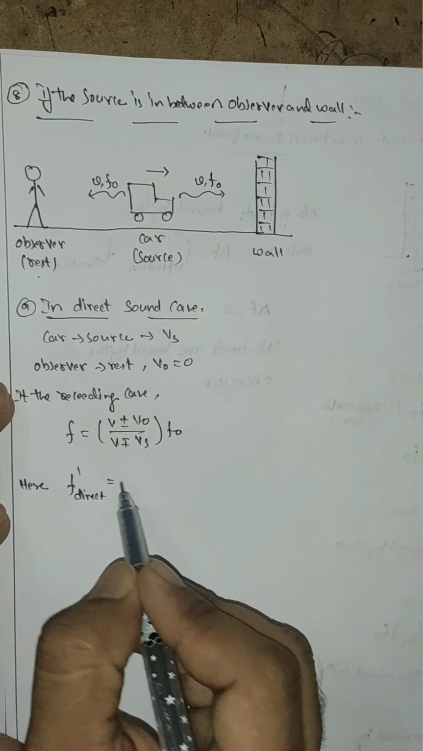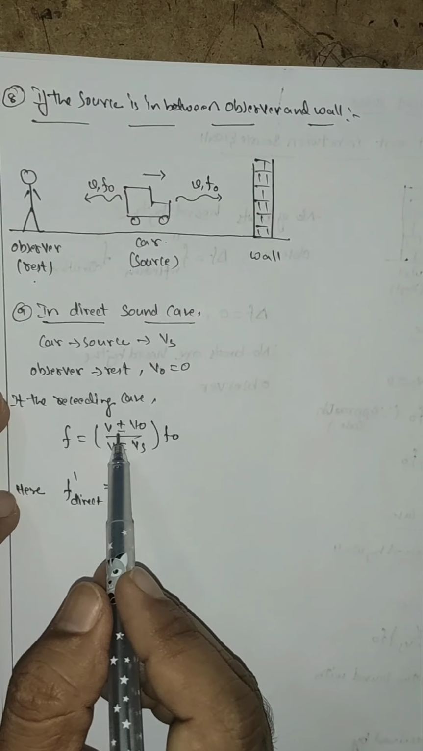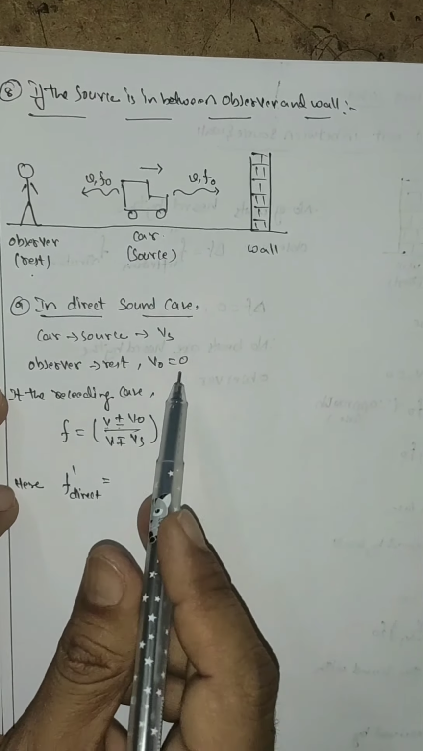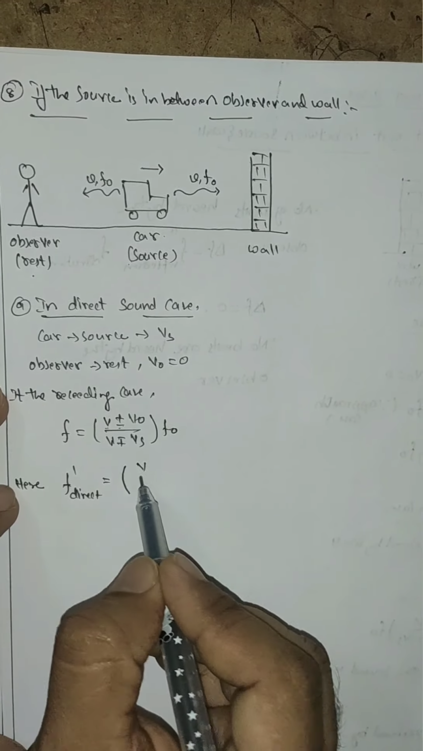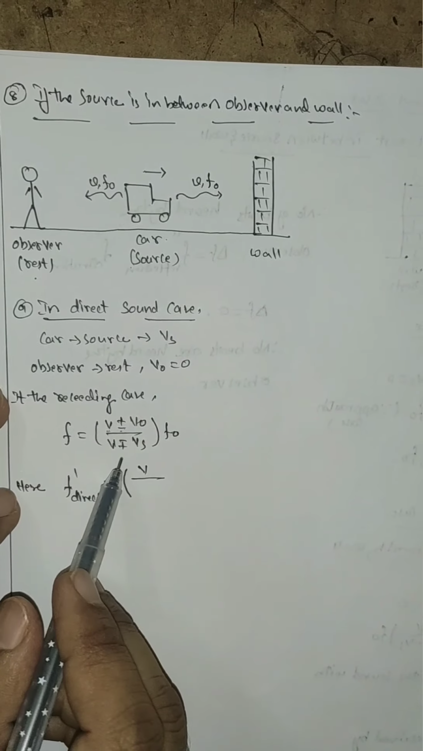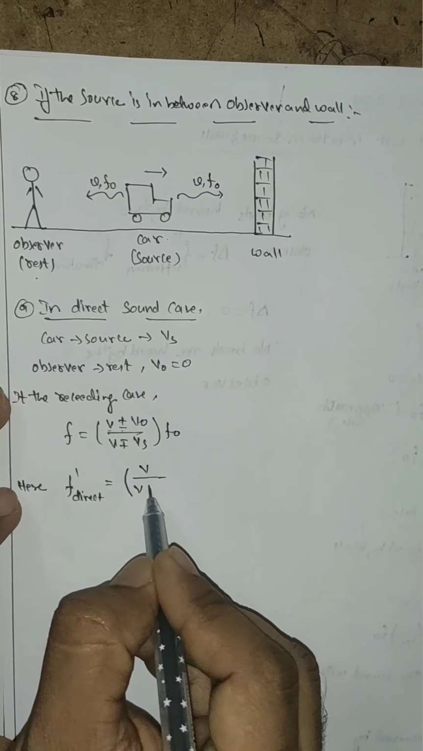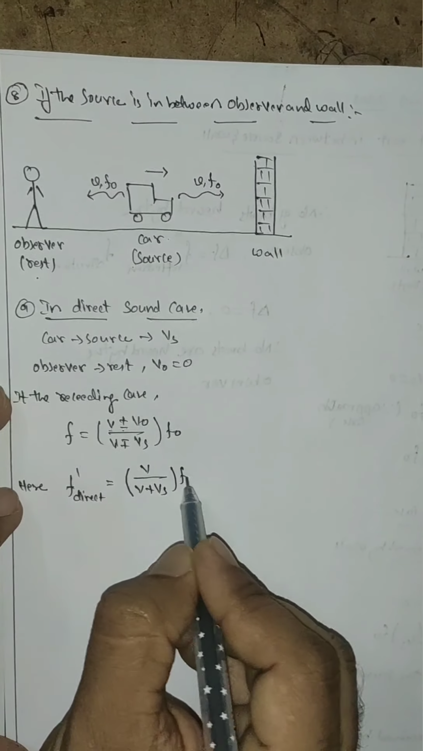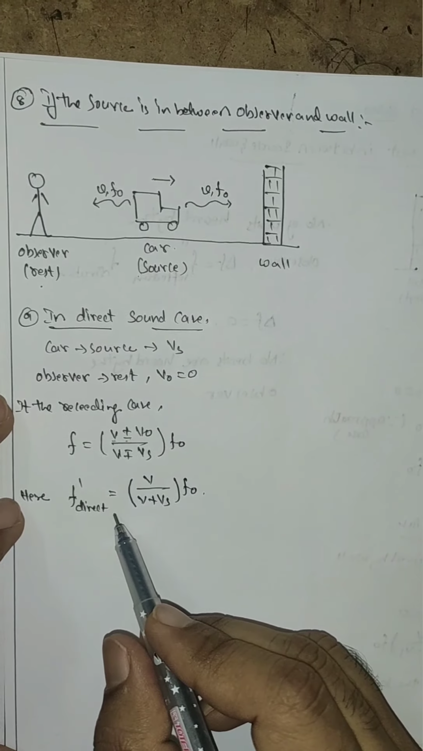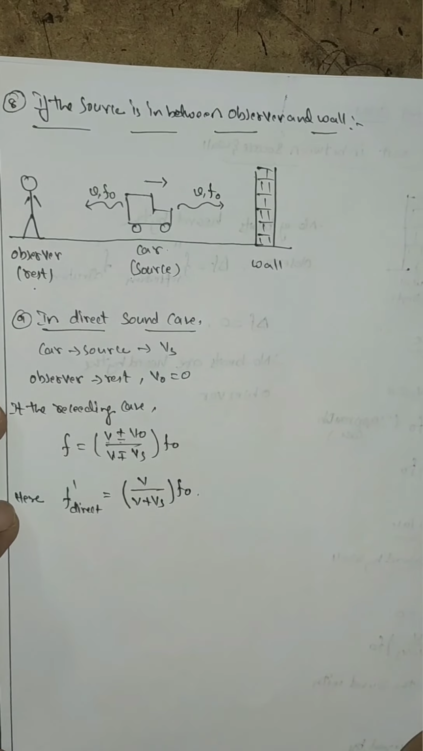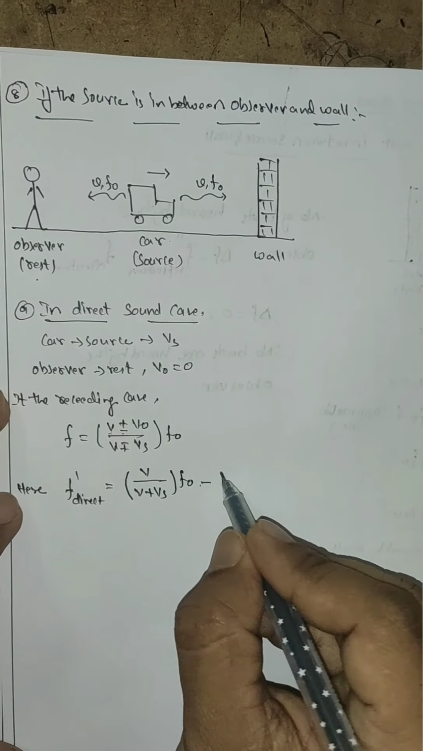Since it is a recede case, we have to use the lower signs, means V minus V0, and V0 is equal to 0. So in the numerator we get V, and in the denominator V plus Vs, into f0. So this is the frequency received by the observer directly. Let us consider this as equation 1.